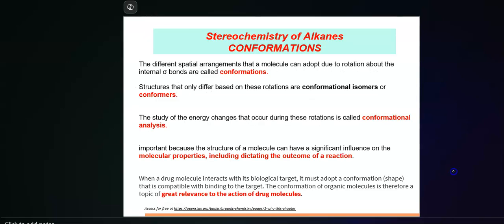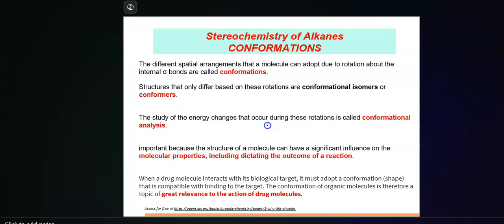The next topic is talking about conformations of alkanes. So far, we have only looked at molecules in a two-dimensional way. But now we are looking at a three-dimensional structure of molecules. And here is where we introduce the stereochemistry aspect of stereochemistry.